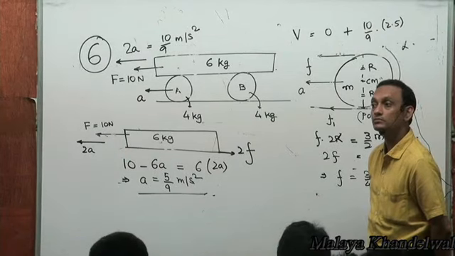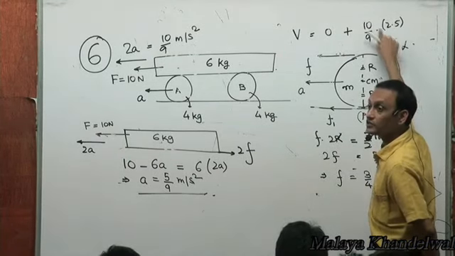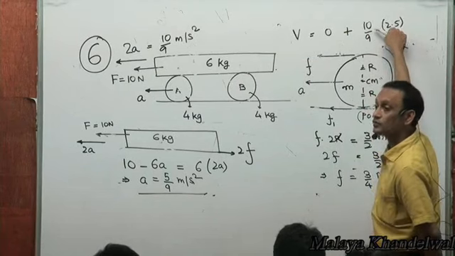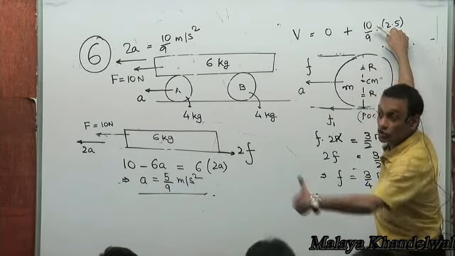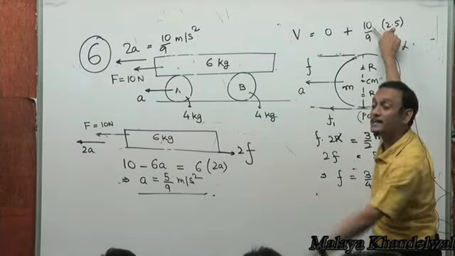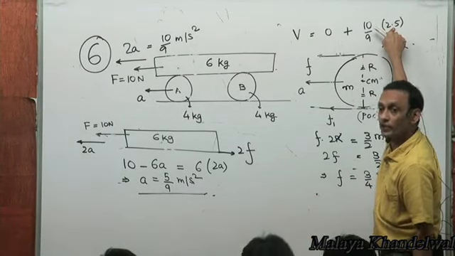All's good? V is u plus at. A is 10 by 9 for the carriage into t, which is 2.5. It's a case of constant acceleration, so I could deploy V equal to u plus at for the carriage. Right?